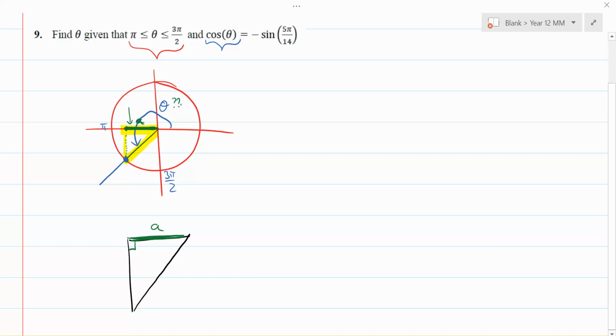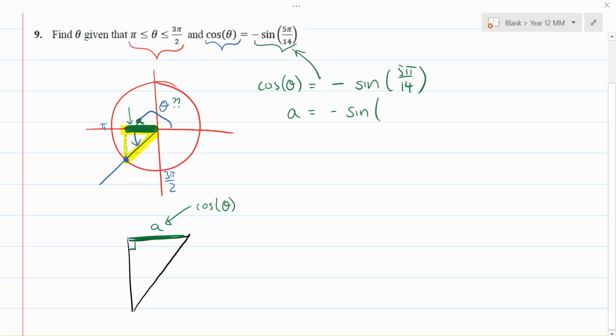That's the goal. Now, if I can manipulate what they've given me, the only thing they've given me is this. They've only told me that negative sine of 5 pi on 14 is what I want the cos of theta to be. Now remember, I've just let cos of theta equal A, because I said I want this horizontal length over here. That's what I wanted, right? So if A equals cos theta, essentially what I'm saying is I want negative sine of 5 pi on 14. That's the only thing they've given me.